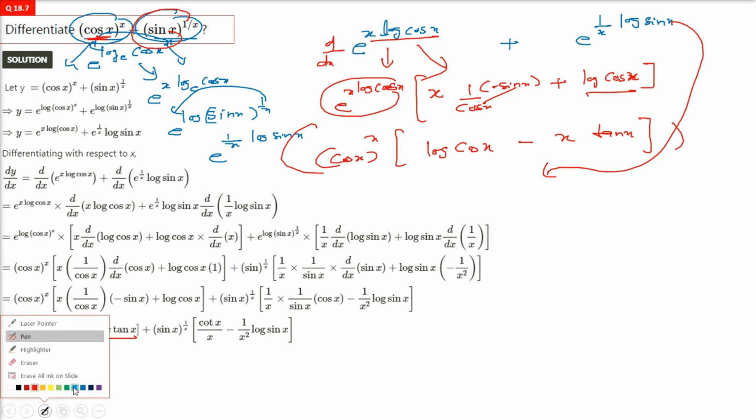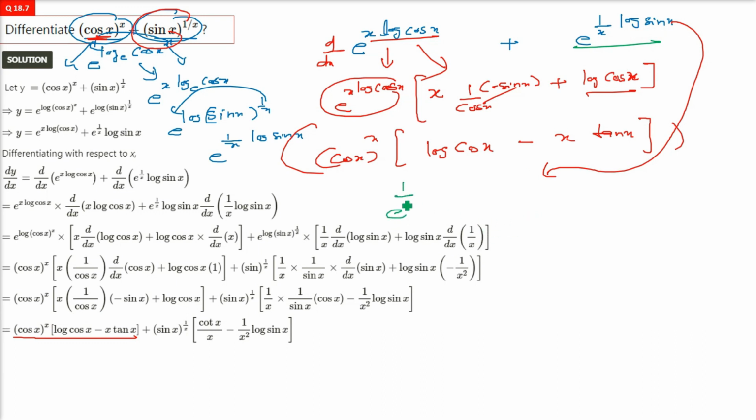I'm just changing the color to let you know that we are doing the differentiation of the second term. So e to the power 1 by x log sin x, the differentiation of this will be this only. Now 1 by x log sin x. So 1 by x I'm taking outside. Log sin x is 1 by sin x times cos x. And I'm not writing plus because I know 1 by x differentiation is negative 1 by x square. So log sin x will be written like that, and 1 by x differentiation will be negative 1 by x square. So I'm writing negative here, log sin x, and this is 1 by x square.